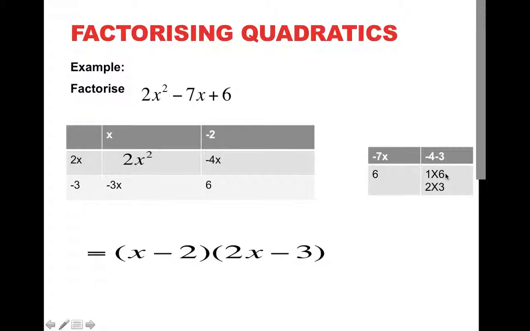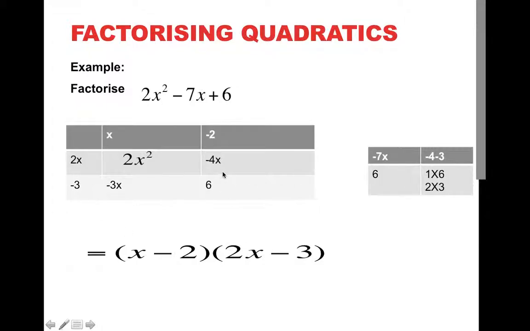Now 1 times 6 gets us 6, but 6 and 1 doesn't get to minus 7, because remember we have to times one of these numbers by 2 because we've got 2x here, so that doesn't. But 2 times 3 goes into 6, and wait a second, if we times 2 by 2 we get minus 4, so minus 4 minus 3, and a minus you add them, so it's minus 7, and then it comes to the simple case of x minus 2 in the bracket, and then 2x minus 3 in the bracket.